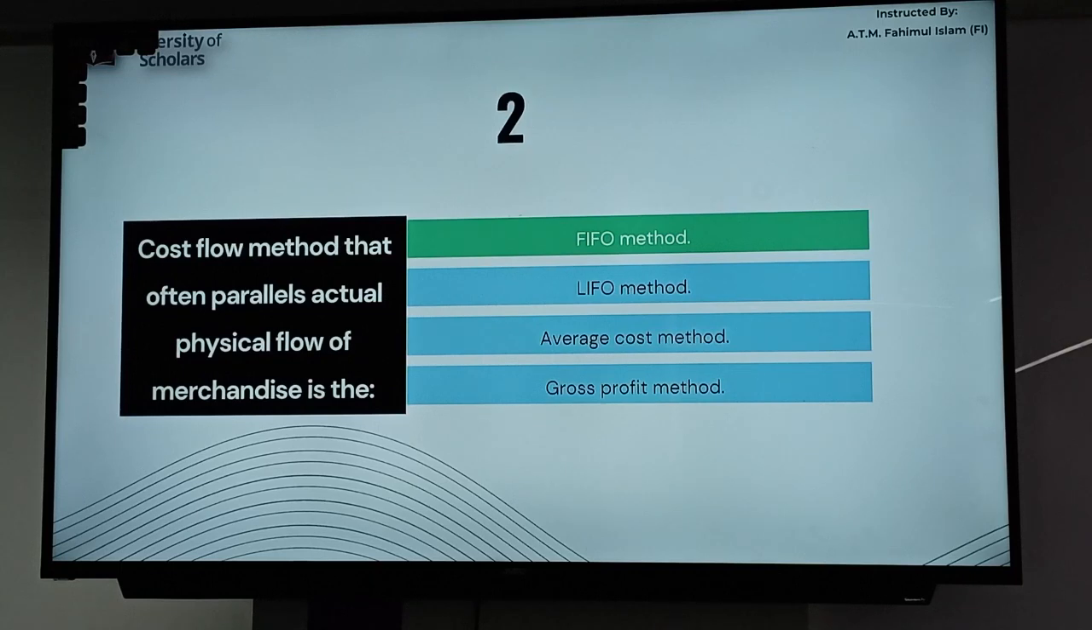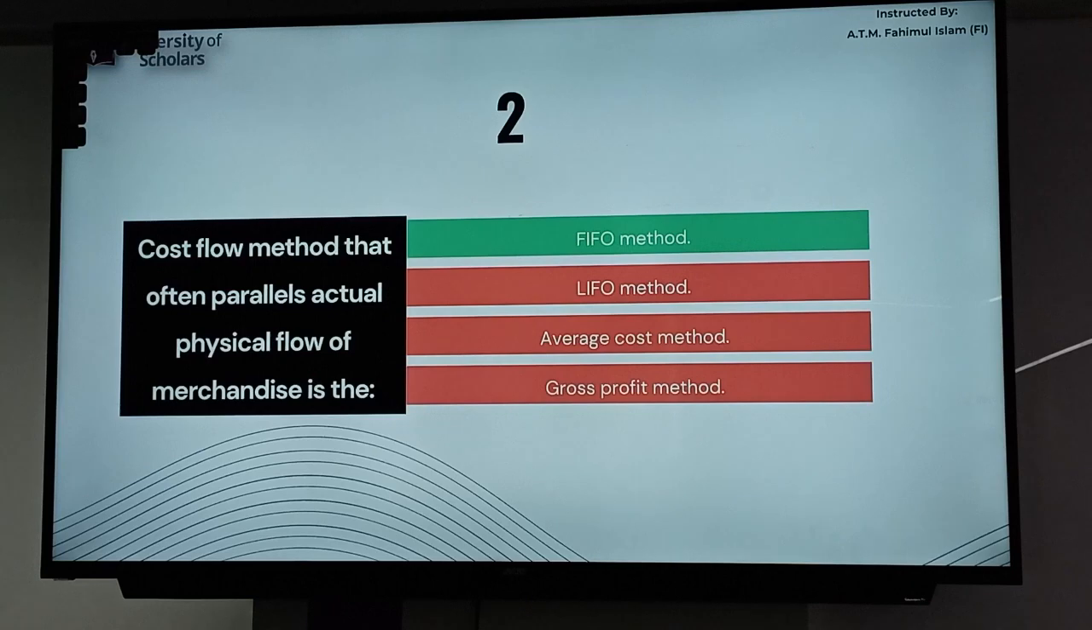So what do merchandisers usually do? The product that came last, they keep at the very back. So they usually follow the FIFO method in physical form. That's why we say the cost flow method that often parallels the actual flow of merchandise is the FIFO method, and the other options are wrong.